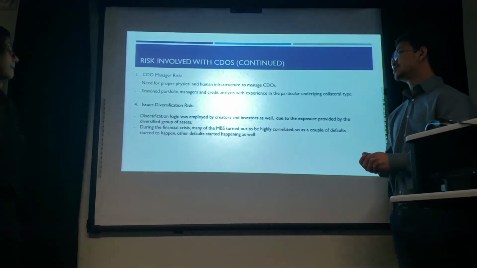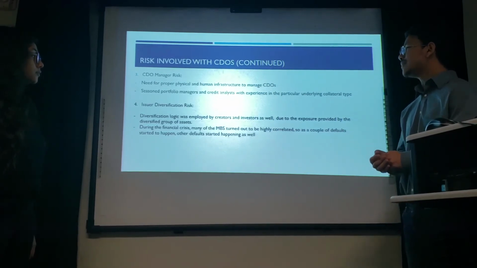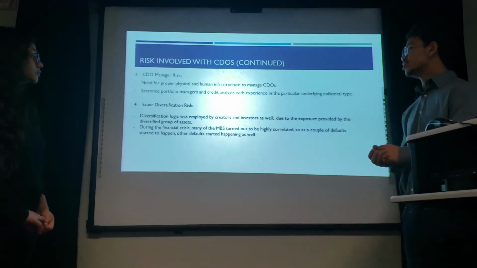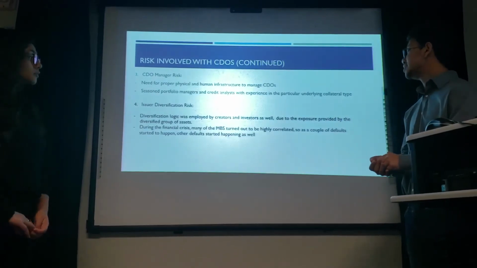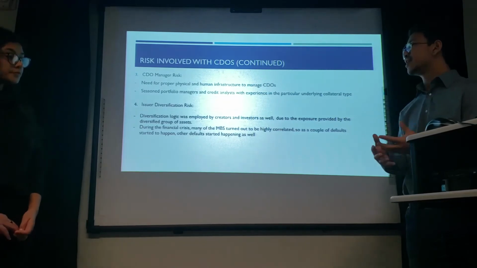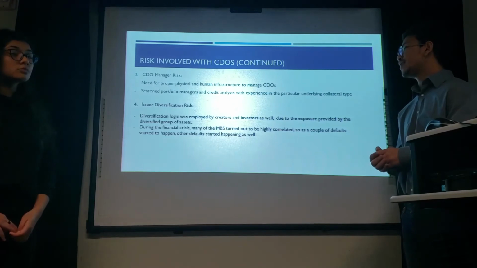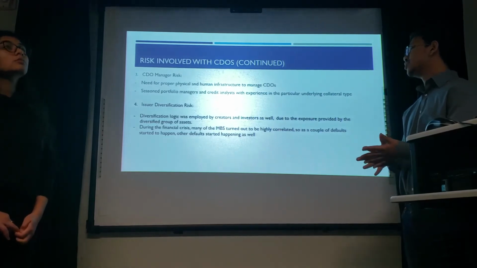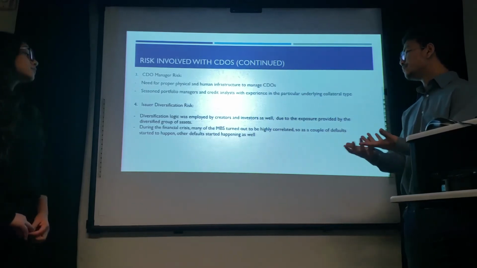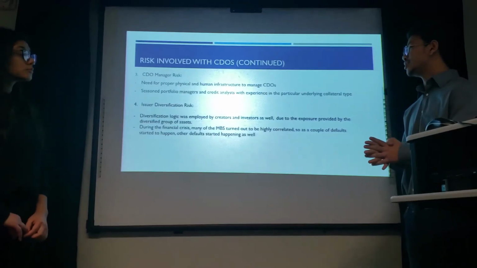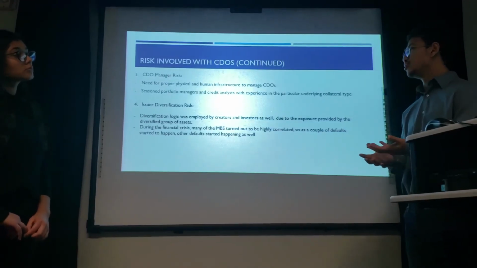The other risk is the issuer diversification risk, as the diversification logic is one of the main assumptions that creators and even investors have when creating and buying CDOs, as they believe that exposure provided by the diversified group of assets is going to provide them reliable profit in the future. However, during the financial crisis, many of the mortgage-backed securities turned out to be highly correlated, meaning that as a couple of defaults started happening, other defaults started happening as well in the mortgage-backed securities. Therefore, the diversification logic might not necessarily be true in CDOs.